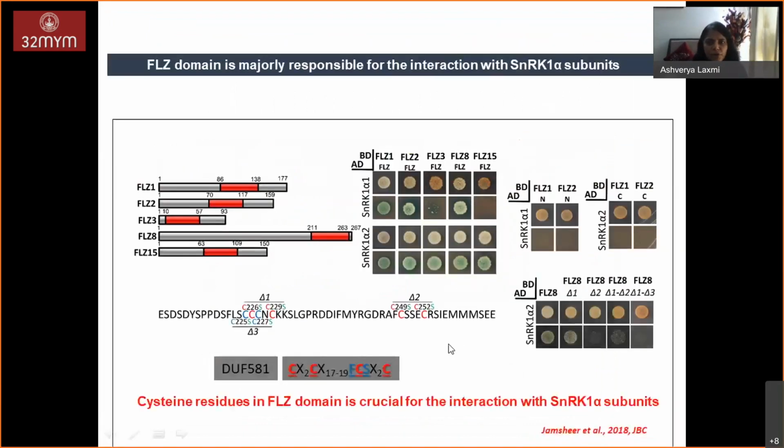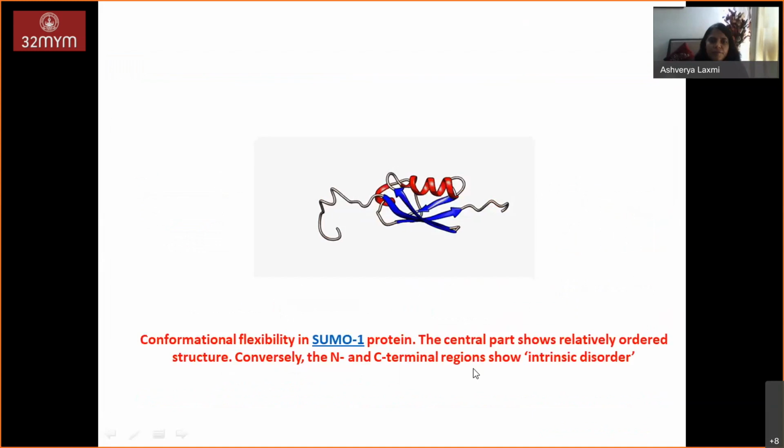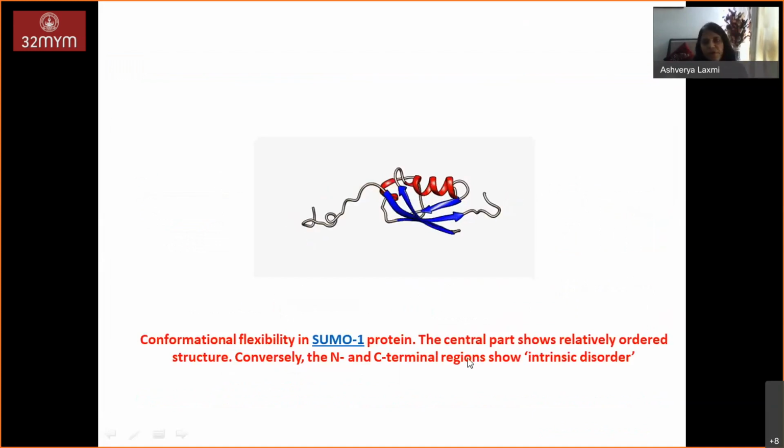So we wanted to further molecularly map the interaction of the FLJ domain with the SNRK, and we could figure out that these cysteine residues are very, very important for the interaction of FLJs with the SNRKs. Whenever we site-directed mutated these cysteine residues, the interaction of FLJs with the SNRK alpha subunit is lost. Then we wanted to figure out, because FLJ1 could just interact with the SNRK alpha subunit.